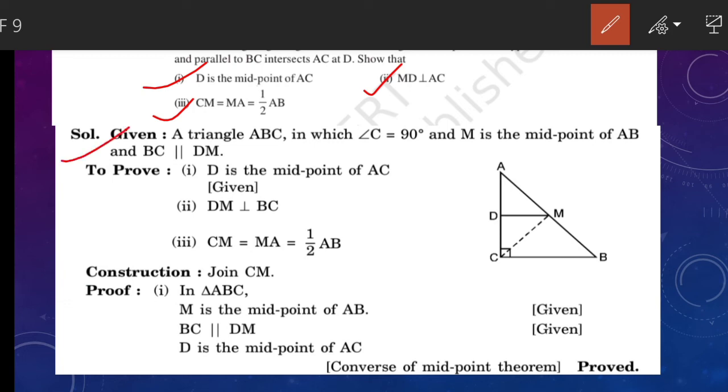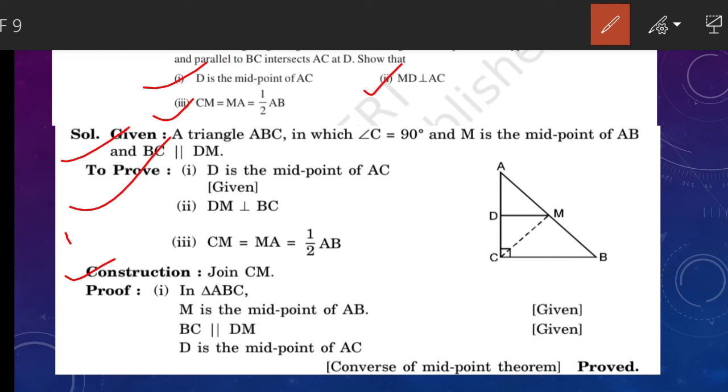So first we will write the given and then to prove. Here we need to do one construction, that is to join CM. So wherever we need to do any construction, we need to write it before we start our proof. So the construction here is join CM. Okay, now we'll start our proof.